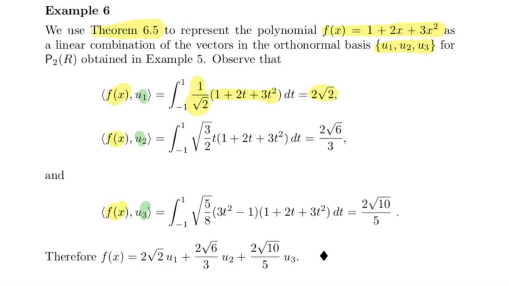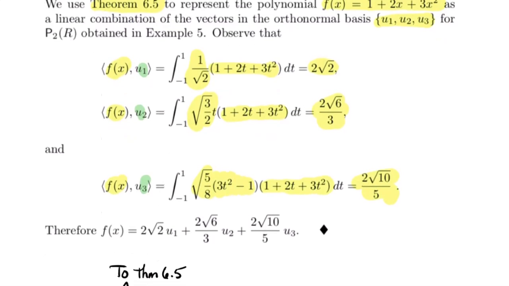You want to know the coefficient of u2, so you take u2. Maybe you remember u2 was the square root of 3/2 times x. Here the author is calling the variable t. There's your f. Stop the video and check the integration. That's the coefficient of u2. For u3, that was the square root of 5/8 times 3t squared minus 1. Multiply that by f and do the integration. If you put those coefficients, 2 root 2, 2 root 6 over 3, and 2 root 10 over 5, in front of the u's, you can check that they add up to f.